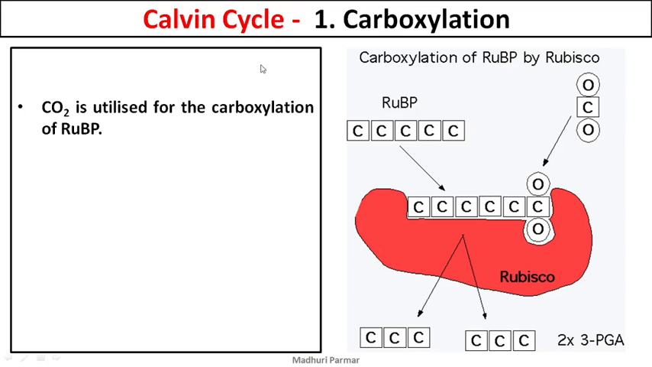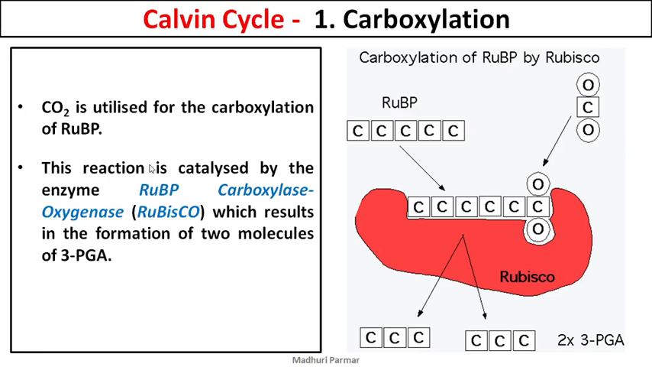Let us start with the first step, which is carboxylation. Carbon dioxide is utilized for carboxylation. Carboxylation means addition of carbon dioxide. So carbon dioxide is used for carboxylation of RuBP. This occurs through an enzyme called RuBP carboxylase oxygenase, Rubisco in short. Fine. So it is ribulose bisphosphate carboxylase oxygenase, Rubisco, which results in the formation of 2 molecules of 3-PGA.